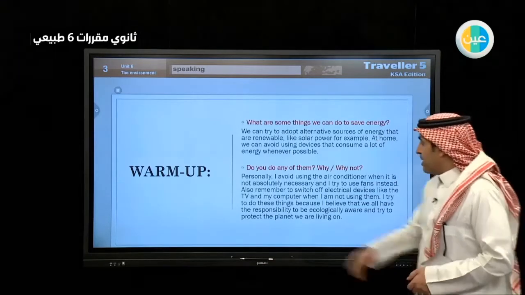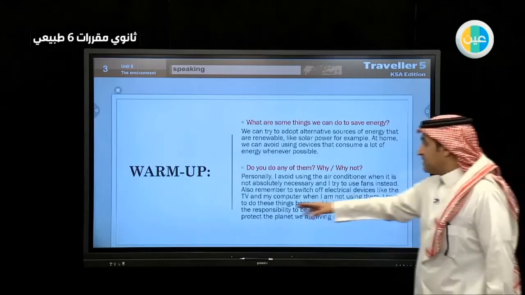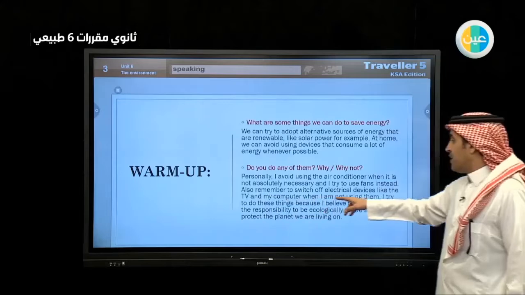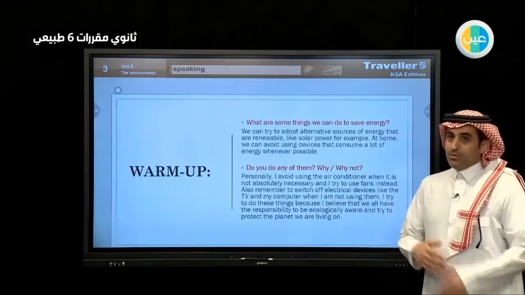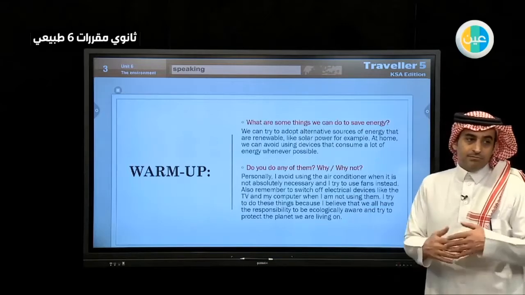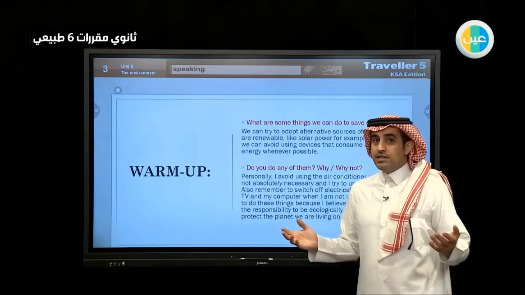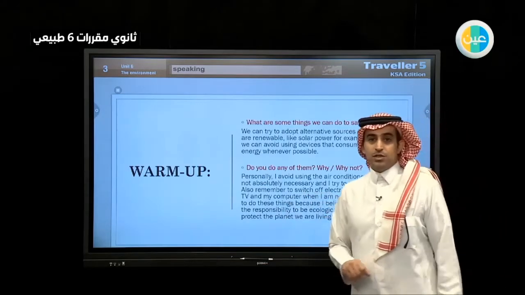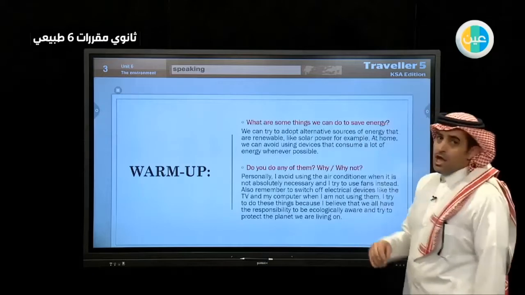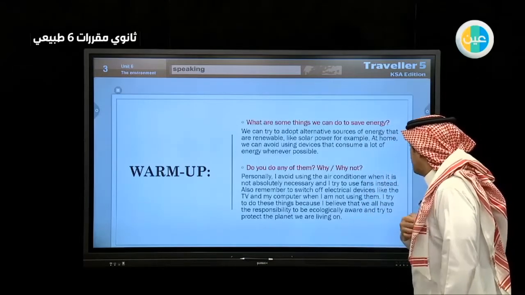Also, I remember to switch off electrical devices like the TV and my computer when I am not using them. When I am not in the room, when I am not using the devices, I must switch them off to save energy and to reduce the usage of energy, okay?